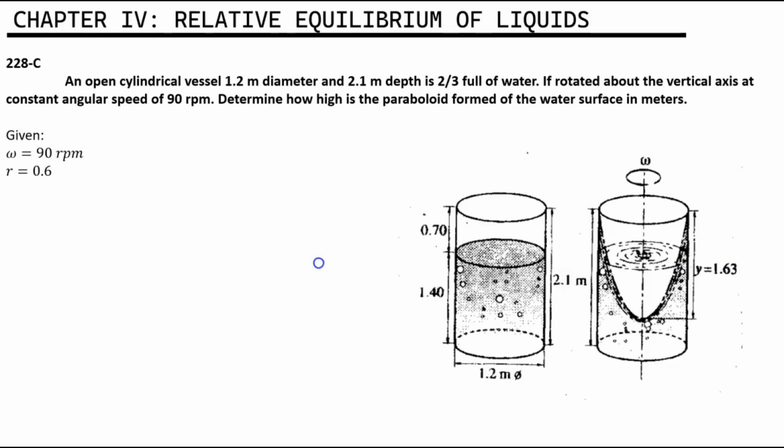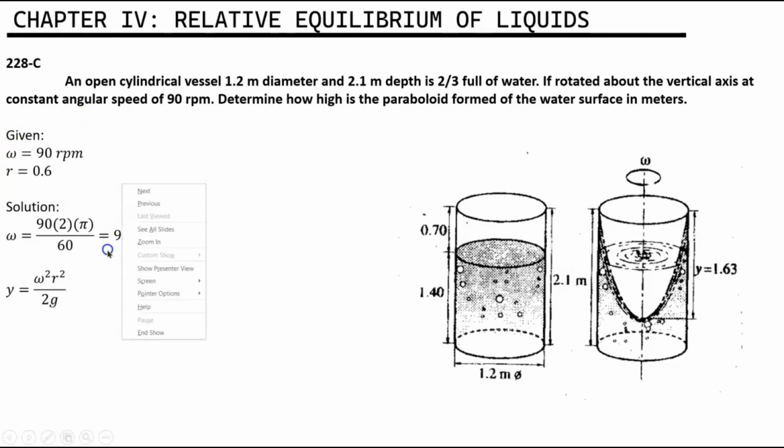So here's our given. The value of our constant angular speed is equal to 90 rpm, and the value of our radius is 0.60. And because the value of our angular speed is equal to 90 rpm, we need to convert it into rad per second. To convert it, we only need to multiply 90 by 2π divided by 60, and we get the value 9.42 rad per second.